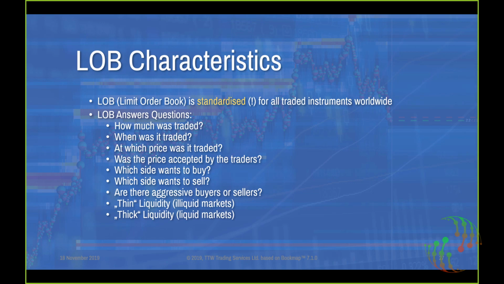The limit order book is standardized bookkeeping in trading. We can answer the following questions. How much was traded? When was it traded? At which price was it traded? Was the price accepted by the traders? Which side wants to buy? Which side wants to sell? Are there aggressive buyers or sellers? We have the answers to thin liquidity or thick liquidity, which means there are illiquid markets, and there we are talking about liquid markets, as you will see.